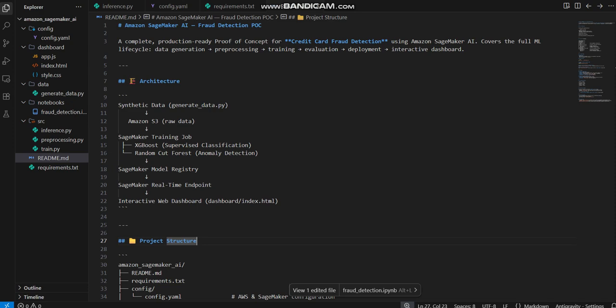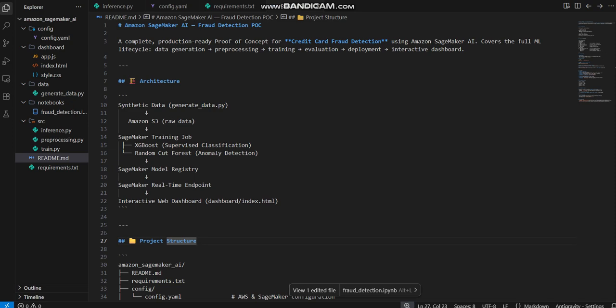It addresses three major challenges. The speed: fraud decisions must be made within milliseconds. The accuracy: the system must minimize both false positives and false negatives. And the scalability: a bank processes millions of transactions every day, so it requires an infrastructure that automatically scales.